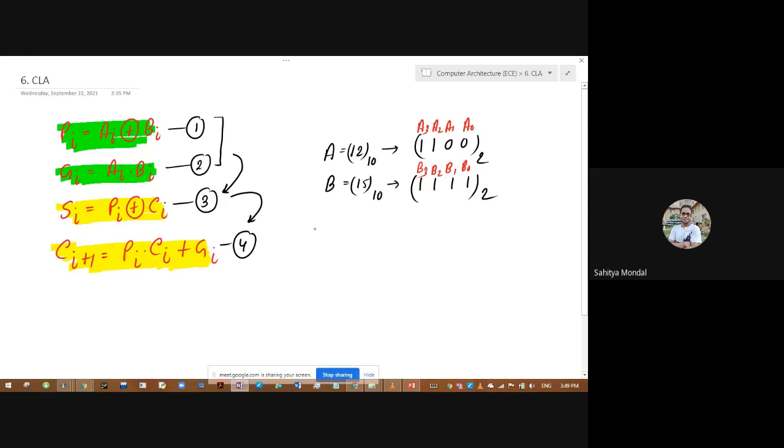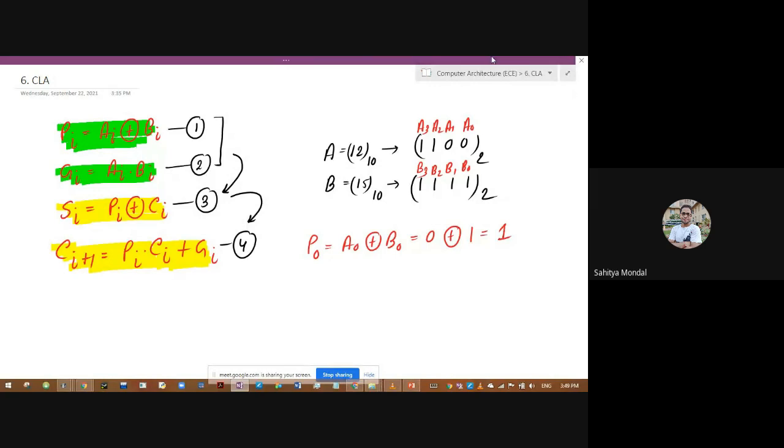Now first I am going to calculate P0. What is P0? A0 XOR B0. A0 is 0, B0 is 1. So if we do the XOR operation, what will be the result? 1. I hope you remember the XOR truth table. It gives you 0 if both bits are 0 or both bits are 1. Otherwise, for the other 2 combinations, 0 1 or 1 0, it always gives you 1. Understood?